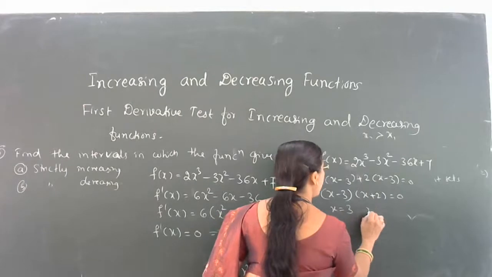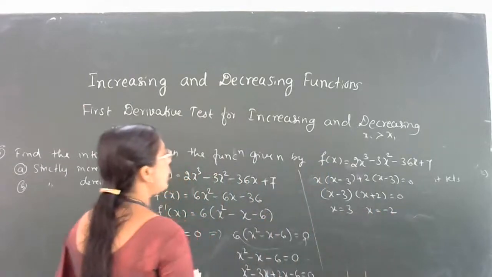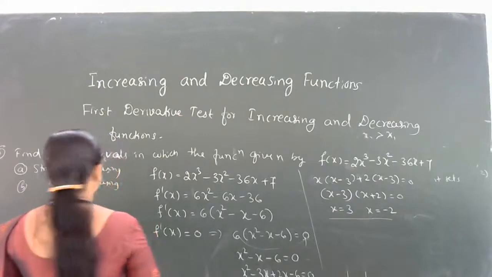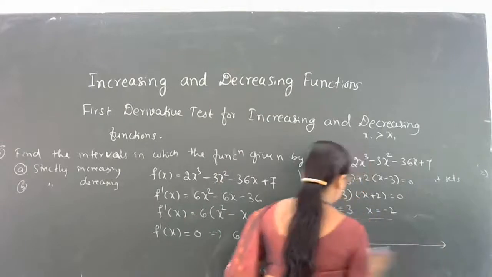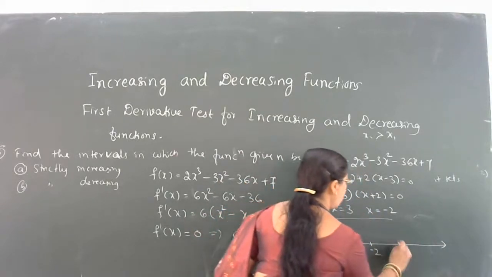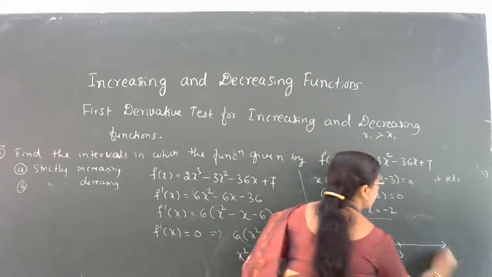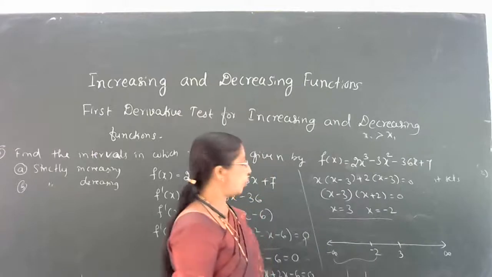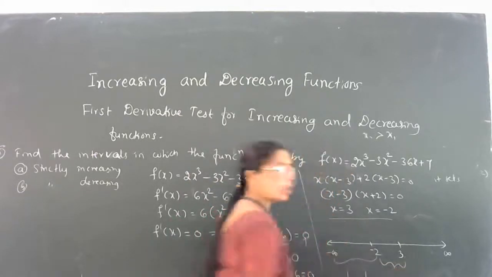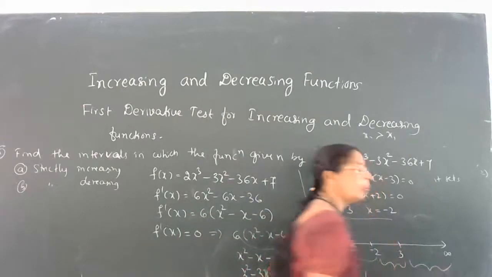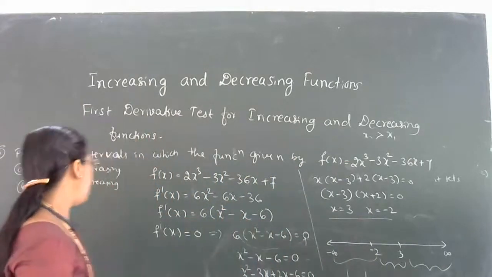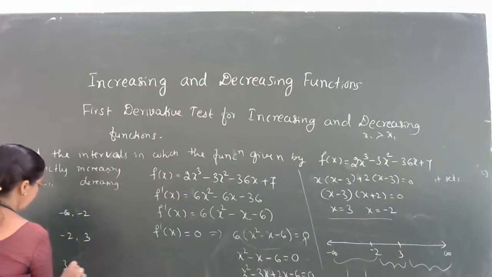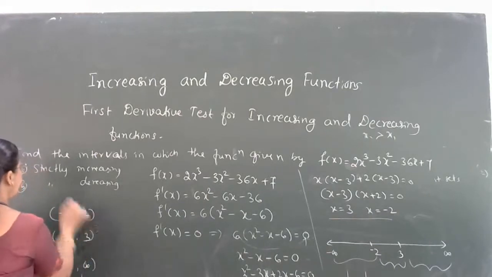x equals 3 and x equals minus 2. Here two points are there. Taking the real number line, one point is minus 2, another point is 3. Here is minus infinity and plus infinity. Here are 3 intervals: the first interval is minus infinity to minus 2, the second is minus 2 to 3, and the third one is 3 to infinity. These are 3 disjoint sets. Here the intervals are 3.